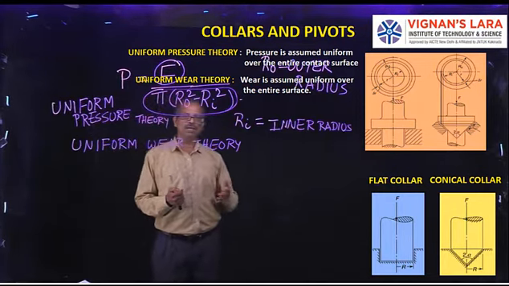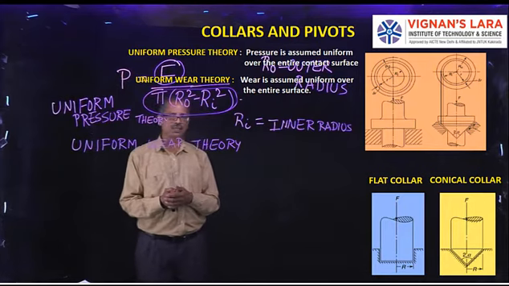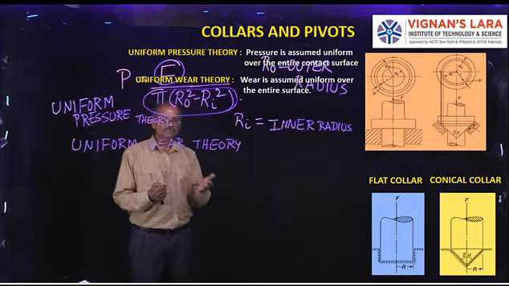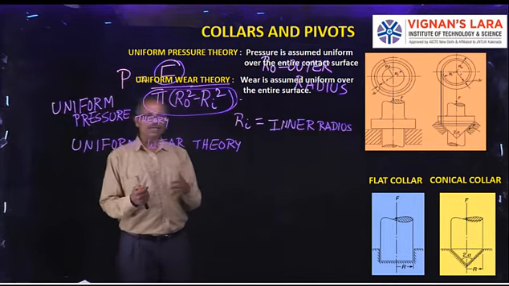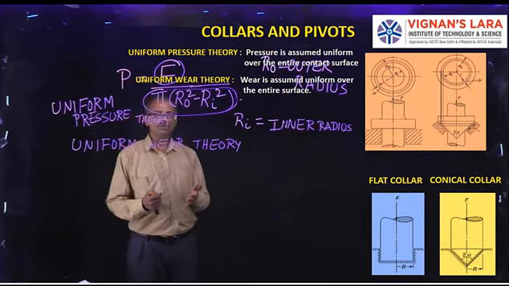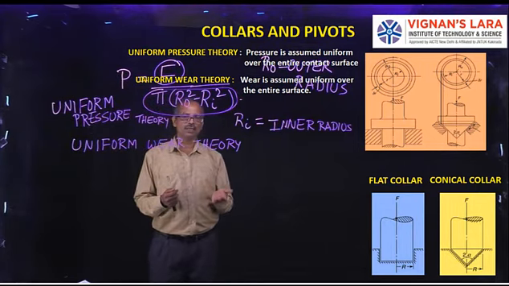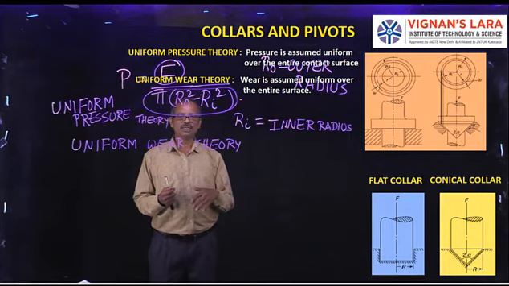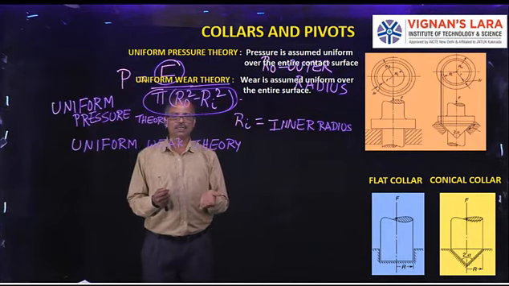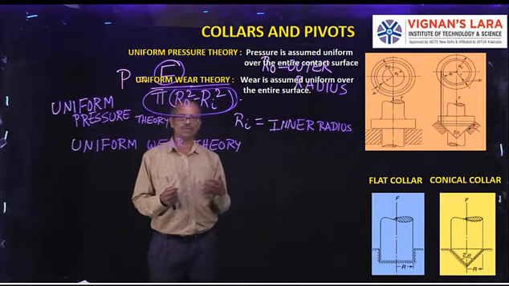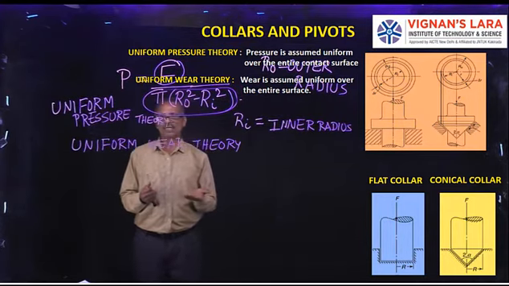So in a similar manner, in uniform wear theory, we can say the wear at any portion is uniform, but the pressure is varying. That means if the pressure is less, then the radius at the consideration point is more, or if the pressure is more, the consideration radius point is less. So how can we write this?